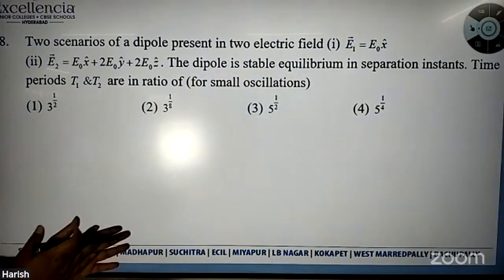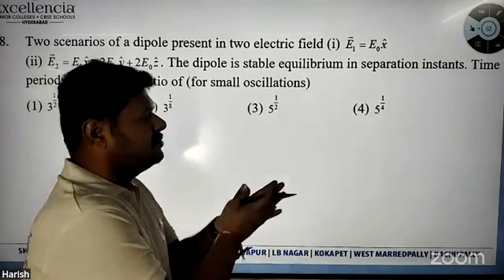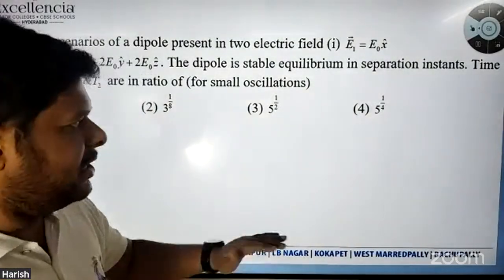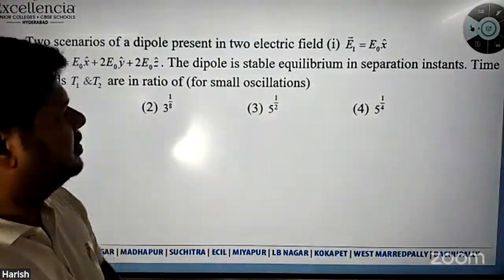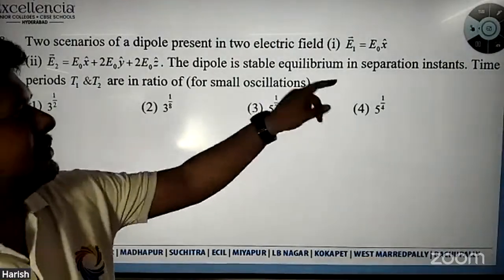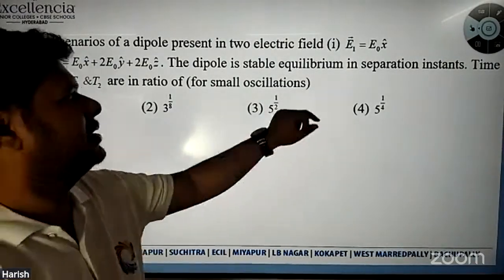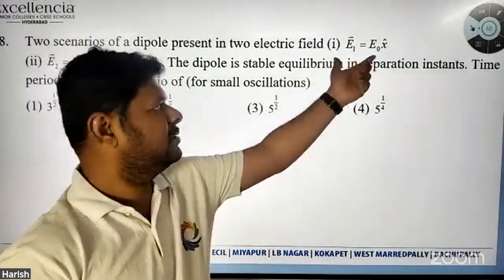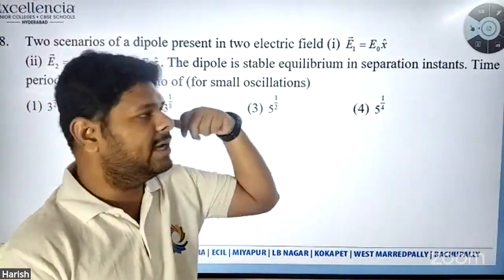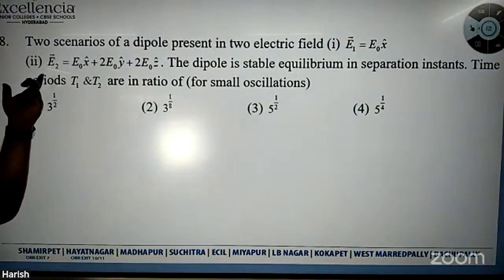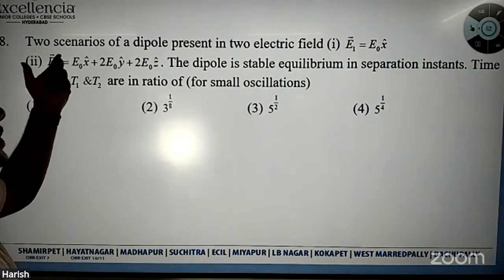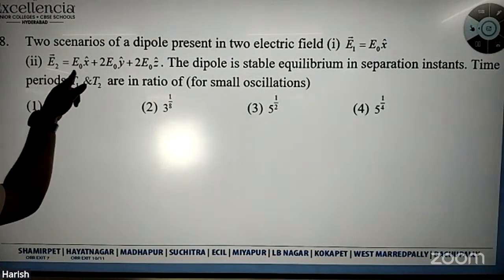So this again is a question on electric dipole, for which I already revised the formula just now. They're asking about the ratio of time periods. Earlier the dipole was kept in electric field E1 equal to E0 into x cap, and second, it was kept in field E2. In the second case, it was kept in this electric field.